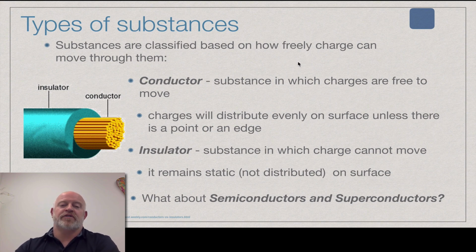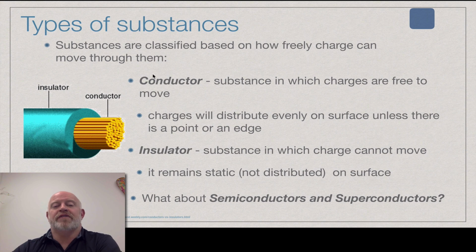Okay, we have two different things. We have conductors and we have insulators. Conductors are things that the charge can move fairly freely through them. Okay, it's not 100% free movement, but they travel fairly easily through them. Okay, your conductors are going to be metals. All of our metals are relatively good conductors in comparison to insulators. Now, insulators are substances that the charge cannot move, all right?